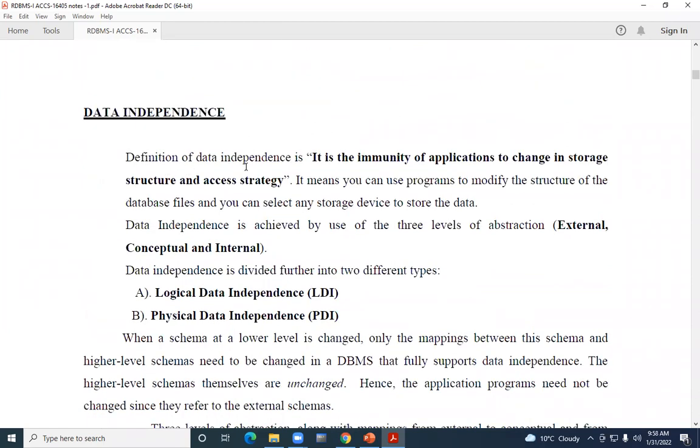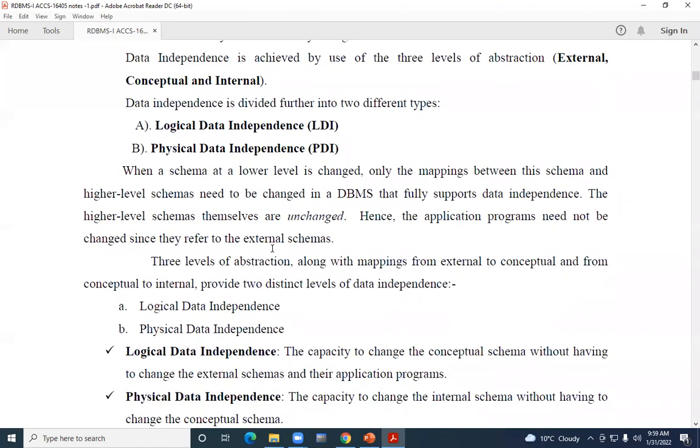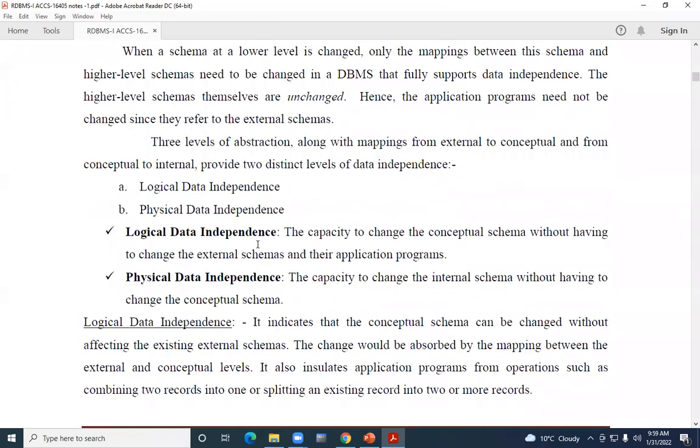Then comes the concept of data independence. There is a short definition for data independence. It is the immunity of applications to change in storage structure and access strategy. You got my point? That means you can change the storage structures and nothing would happen to your application programs. You can also change your access strategy. You may be requesting 5 columns; if 2 columns have been removed and there are 3 columns now, you can still request them. So it is the immunity of applications to change, number one, in storage structure, that would be the physical data independence, and then the access strategy, that would be the logical data independence. You can see the definitions for the physical and the logical data independence.